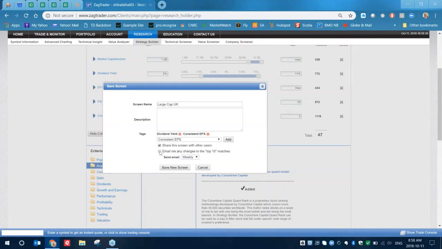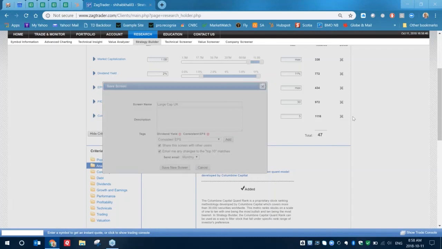It's also possible to get alerts from Strategy Builder by clicking this button. Email me any changes to the top 10 matches every day or every week or every month. I'll say every month. On a monthly basis, this will output to me the results of my strategy and any changes from the last time that was done. So it basically shows you what's changing. This can be used as a rebalancing reminder or a source of new trade ideas. So I'm going to say save new screen. Screen has been saved successfully.